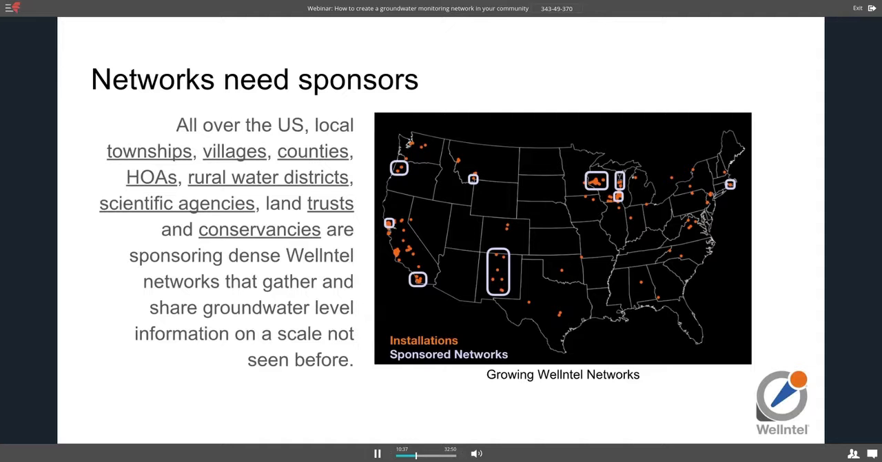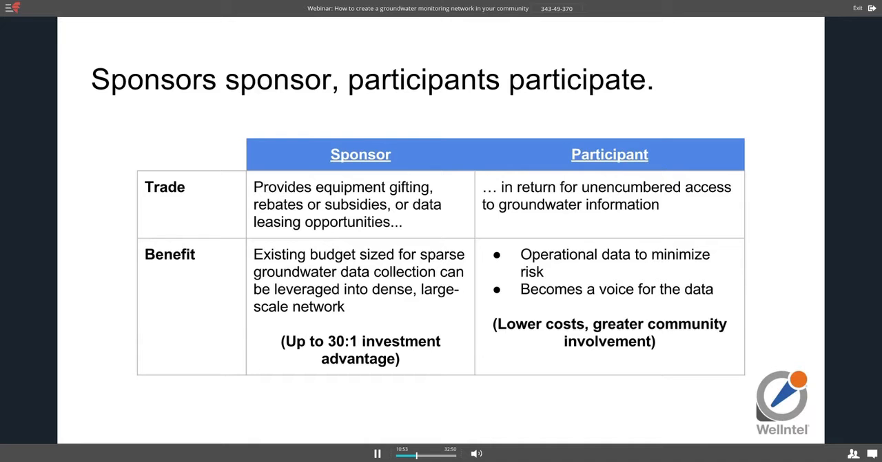This is a map of some of the installations that went up last year, and the blue circles on it are some of the highlight community networks within those installations. And we're going to go deeper into some of the information that's being pulled from those networks in just a few minutes. A community network really is made up of two constituents: sponsors who sponsor the networks and participants who participate in the network. It's just that simple.